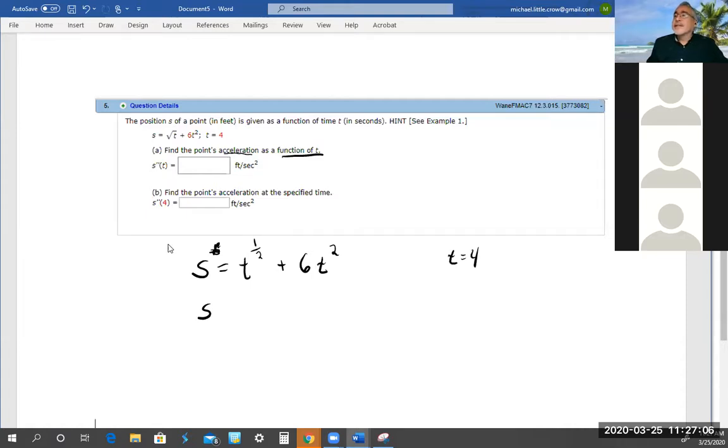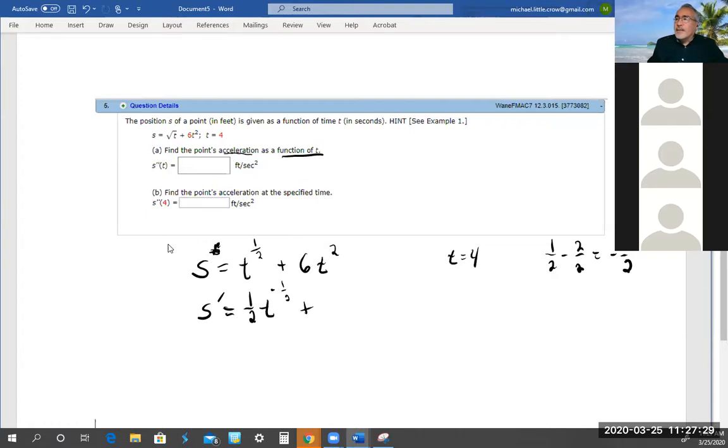Okay. So the first derivative gives us the velocity. The 1/2 comes down, and then it's t, you subtract 1 from 1/2, so minus 2 over 2. Okay, so then we get t to the minus 1/2.